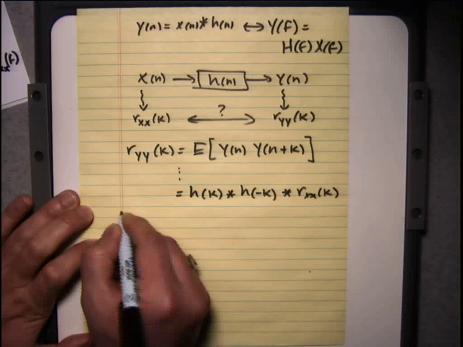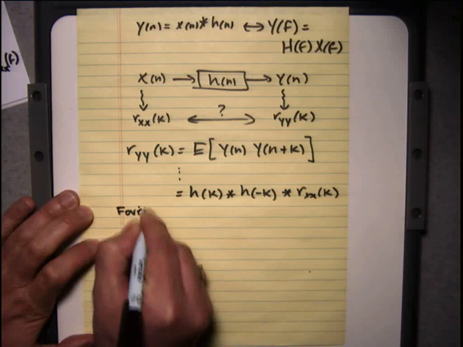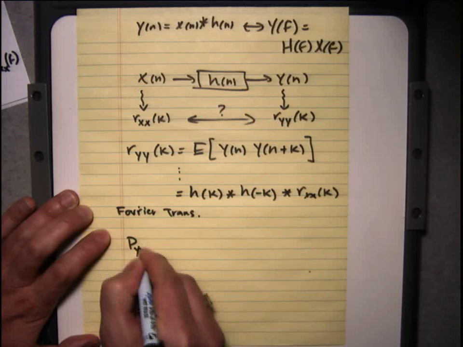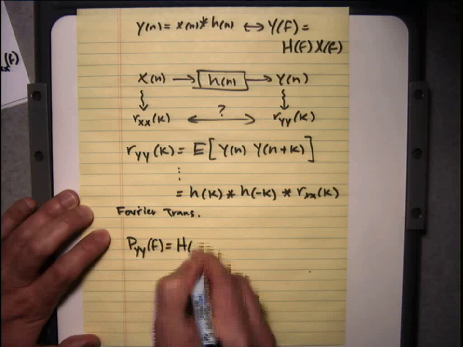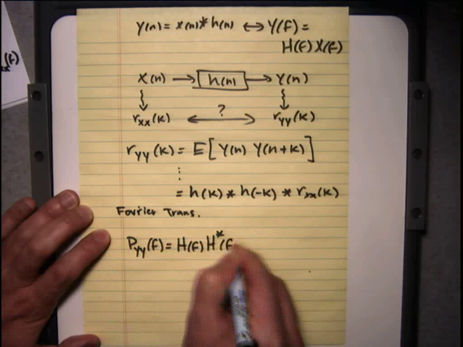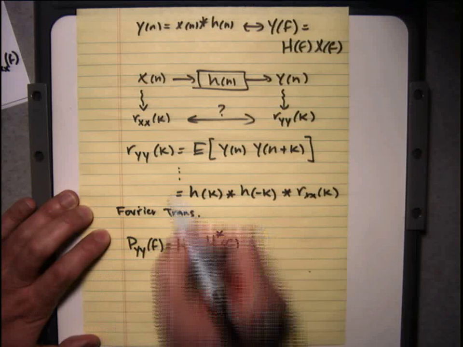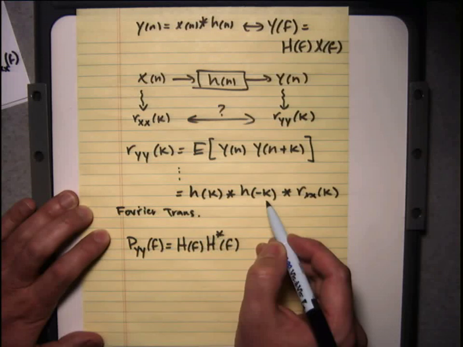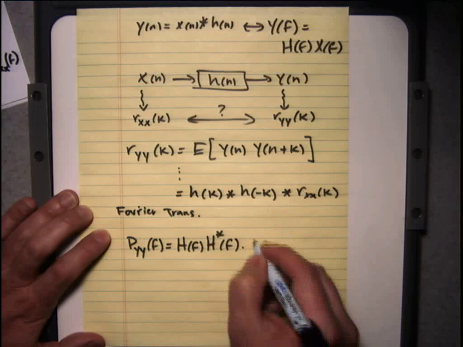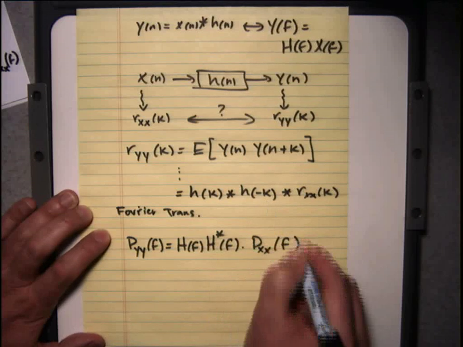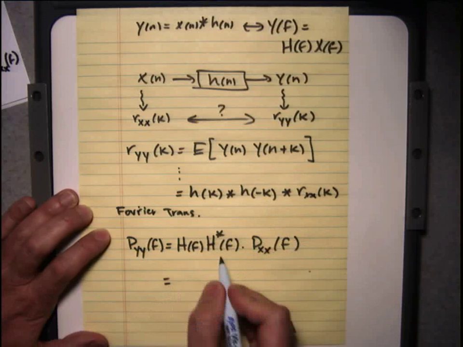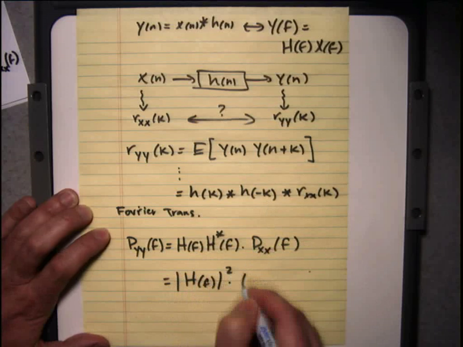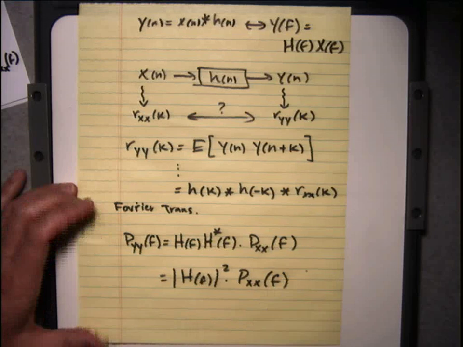So again, using the Fourier transform, Pyy of f is H of f, H star of f, Pxx of f. You just take the Fourier transform of this. The Fourier transform of h is H of f. The Fourier transform of the time-reversed version is the complex conjugate, times Pxx of f. Now, of course, you multiply H with its complex conjugate, you get magnitude H of f squared times Pxx of f.